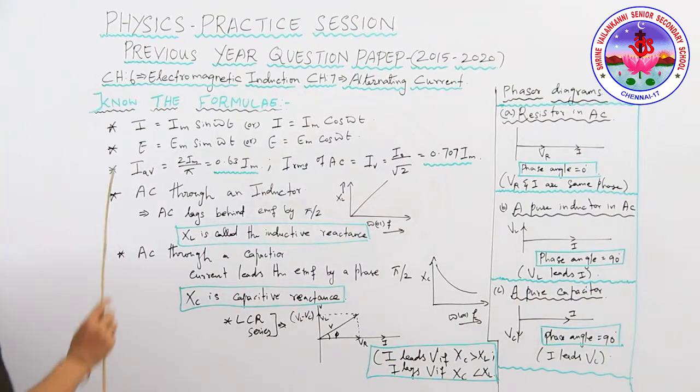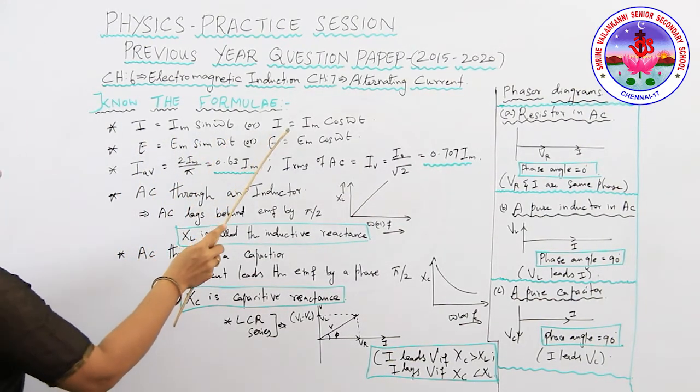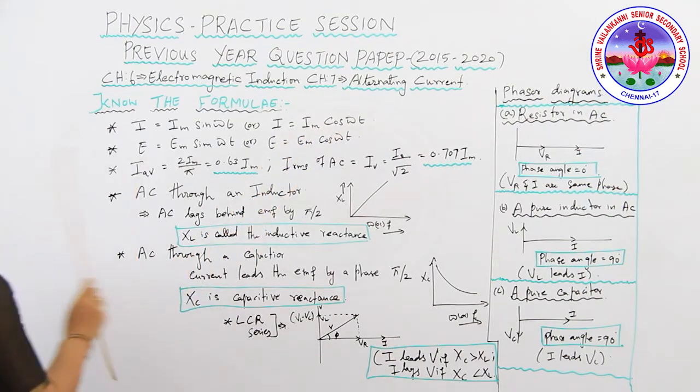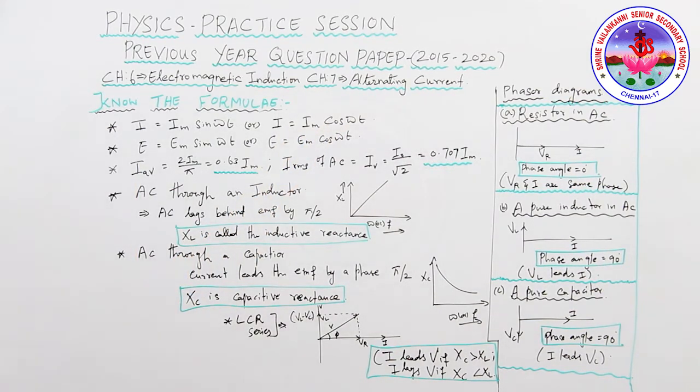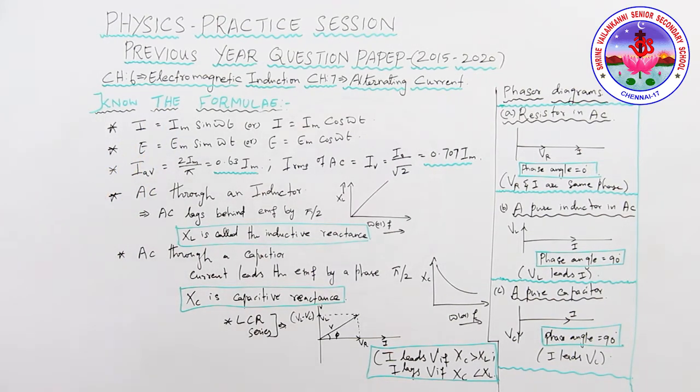Let us see that. I = Im sin ωt, or we can say I = Im cos ωt. That is for the current. So this is the alternating current whose magnitude changes with time, and periodically the direction will get changed. E is nothing but the EMF.